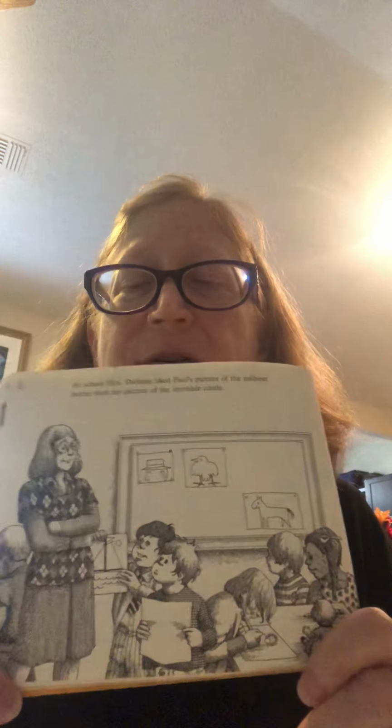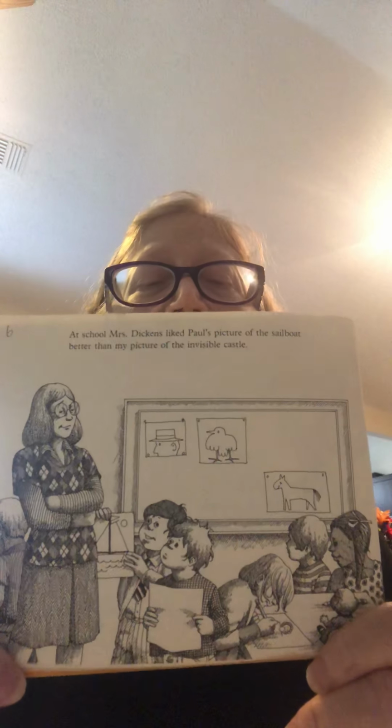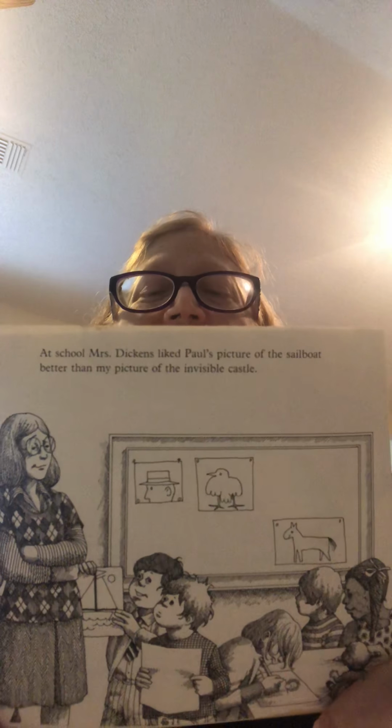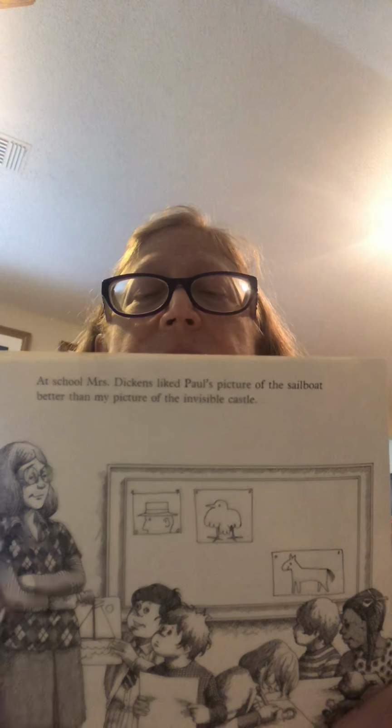Let's keep reading. At school, Mrs. Dickens liked Paul's picture of the sailboat better than my picture of the invisible castle. At singing time, she said I sang too loud.